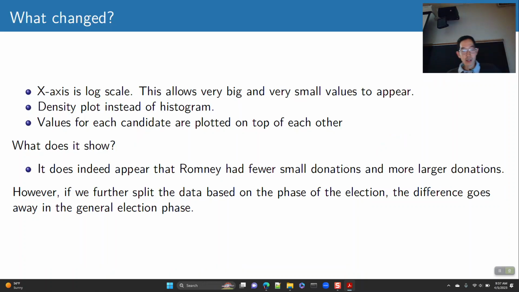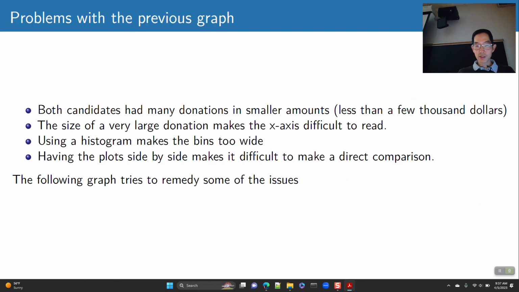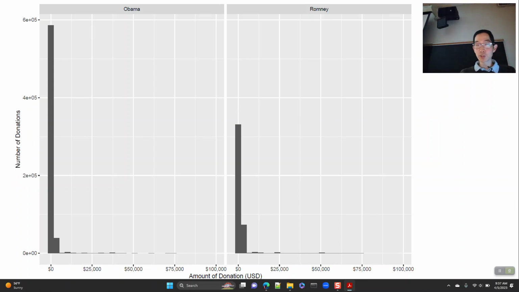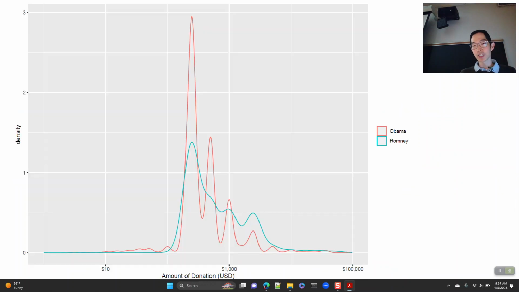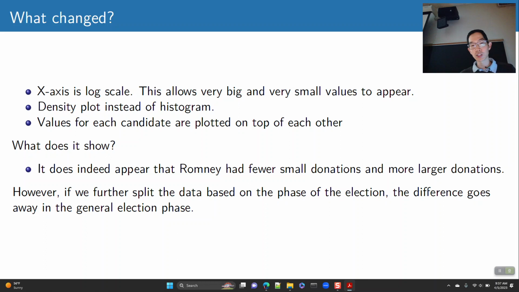And so what we changed here was we made the x-axis a log scale, and that allows us to make a little more sense of distributions that are very skewed, where you have these really large values, okay?